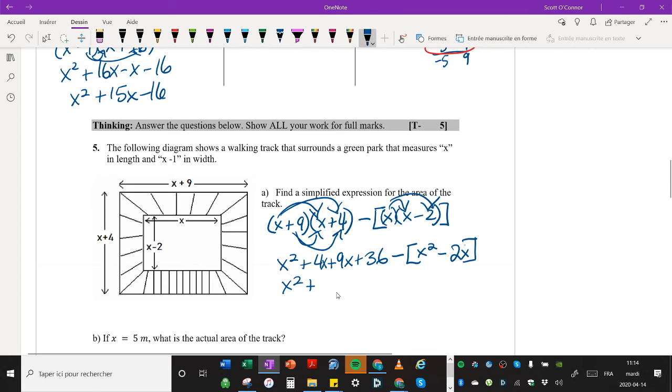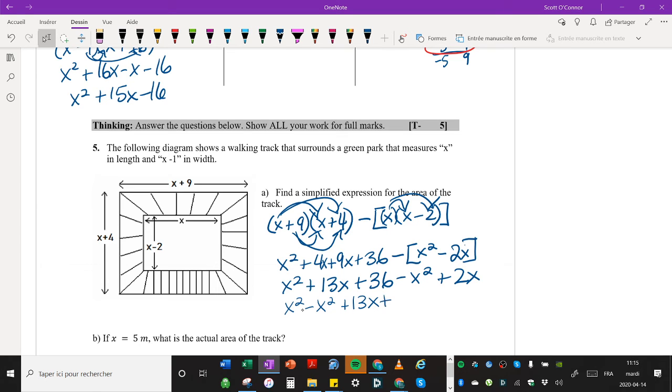And I'll simplify as I go along. 4x plus 9x should give me 13x plus 36 minus x squared plus 2x. So notice if I subtract negative 2x, it means add 2x. And when I subtract x squared, it means minus x squared. Now I'm going to group together my like terms, which are x squareds go together, and my x's go together. All I'm doing here is reorganizing it so I can see it all together. See, I put all my x squares together, put all my x's together, and then my constant at the end.